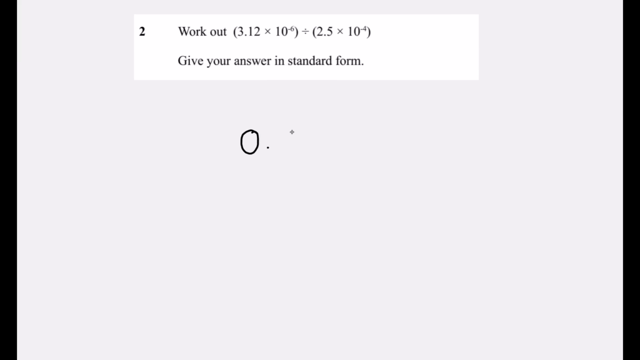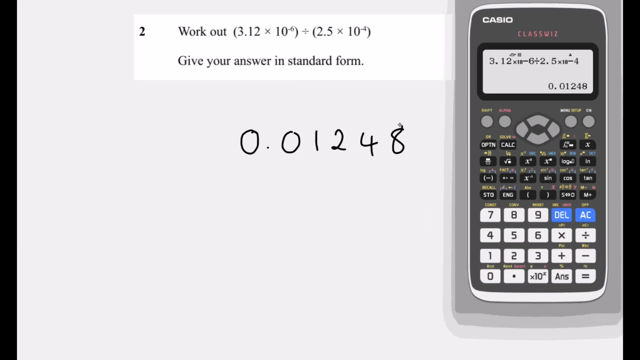So we get 0.01248. So however you type it in, you should get this answer. If you don't, you're typing it in incorrectly. What you can't do is just leave out the brackets. You can't write 3.12 times 10 to the power of negative 6 divided by 2.5 and so on, because it will do these calculations from left to right.